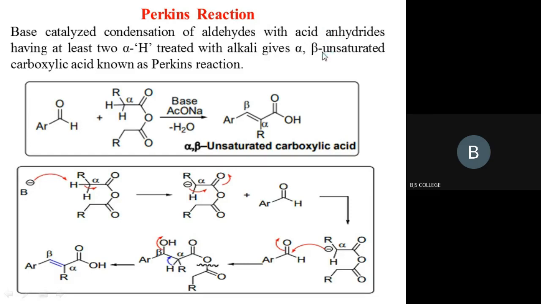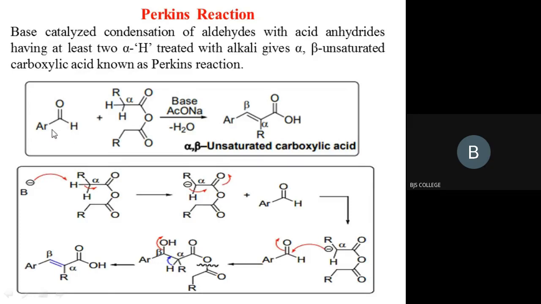Last time we had discussed that cinnamic acid formation is the best example of Perkin's reaction. Cinnamic acid is an alpha beta unsaturated carboxylic acid. If R is equal to hydrogen here, and if this is C6H5, then that will be called cinnamic acid. This is your alpha carbon, this is your beta carbon. Since there is a double bond located between alpha and beta carbon, we say that this is an alpha beta unsaturated carboxylic acid, which is the final product of your Perkin reaction.